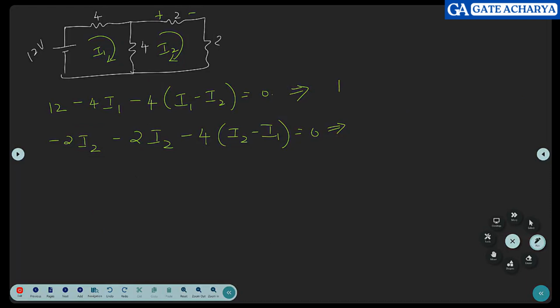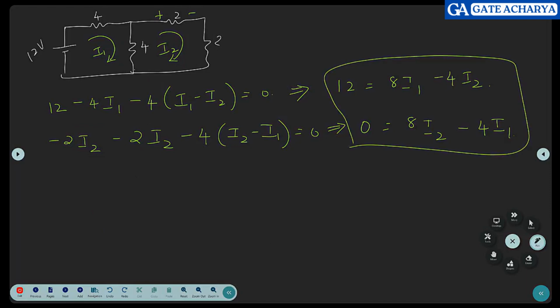This will become 12 equal to 8 I1 minus 4 I2. 0 equal to minus 4 I1 plus 8 I2. So you get two equations. When you get two equations, two variables, you know how to solve. I'm not doing that. I just want to give you an idea that you can do something like this.